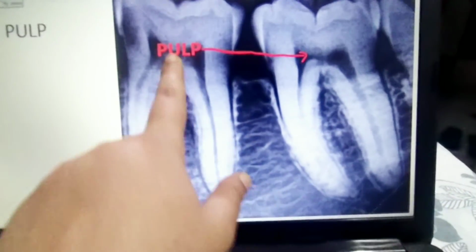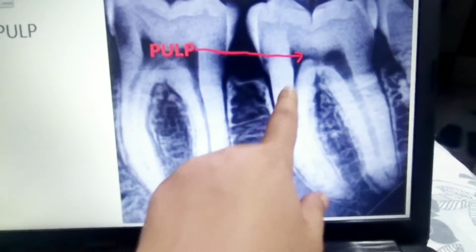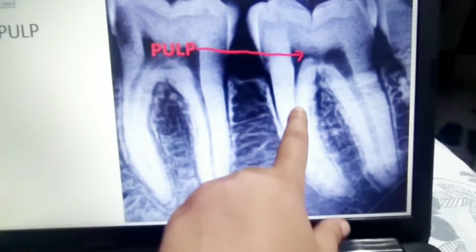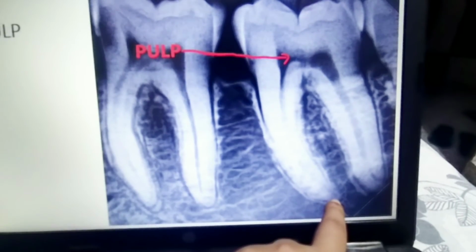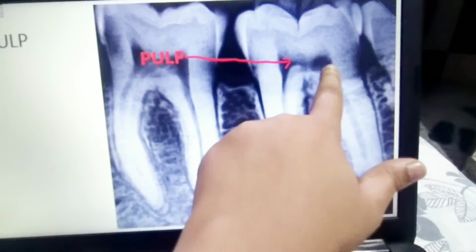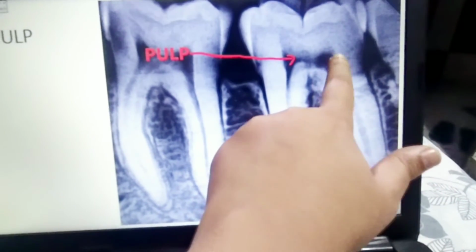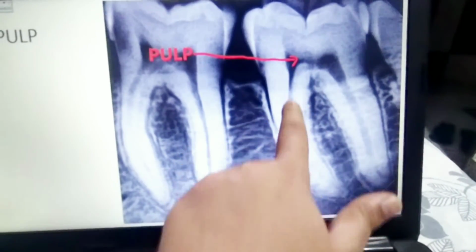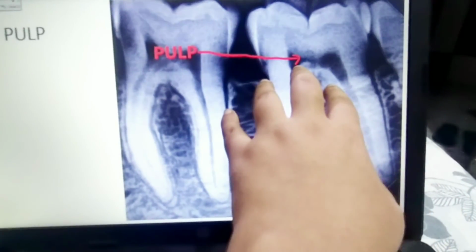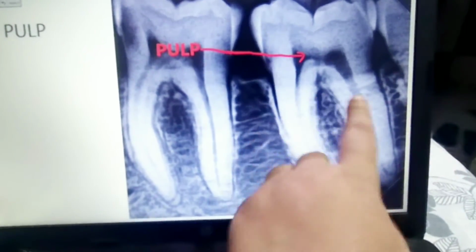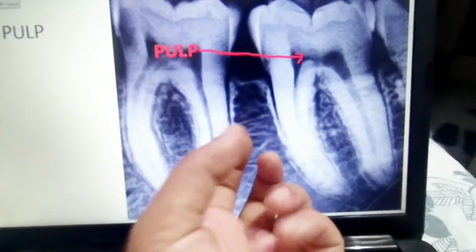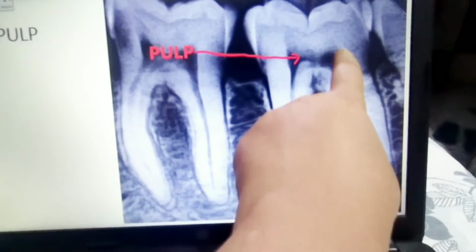Then third comes your pulp. You see the whole of the dentine is covering your pulp. This black part is your pulp. The pulp is the black part which goes till the root end. This whole black line is your pulp. Now why does this look black and not white? Because this is a hollow space. When the x-ray goes inside your tooth structure, it just passes through, and that is why it doesn't retain any of the radiation, and that's why it turns black.